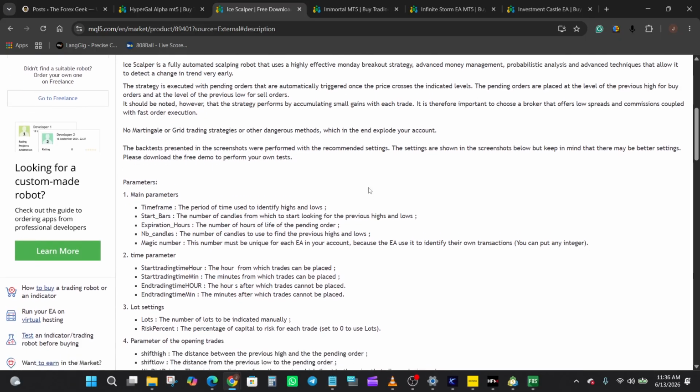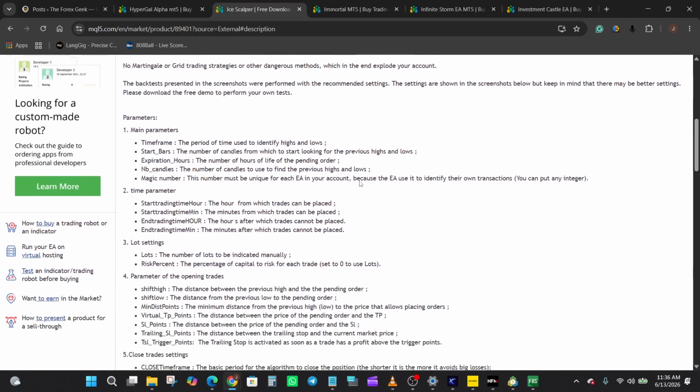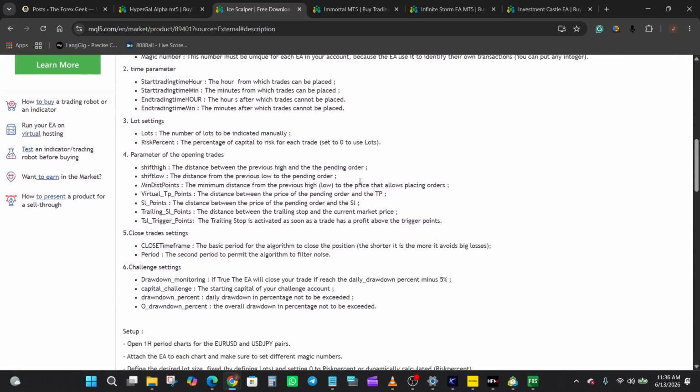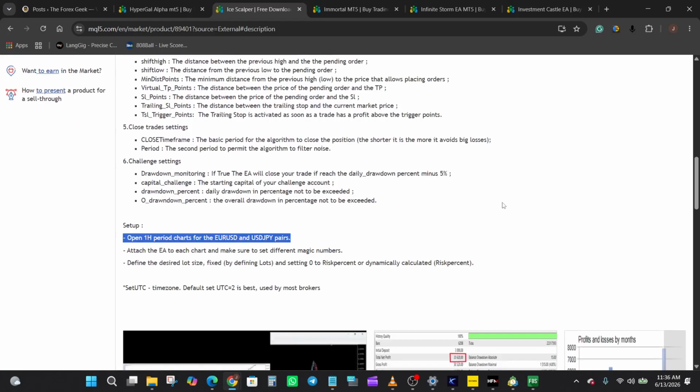Now, moving further into the setup section, the recommended usage is clearly provided. The EA is designed to be attached to 1 hour charts on EURUSD and USDJPY with separate magic numbers assigned to each chart. Now, the page also notes that UTC+2 is the default time zone setting and is considered suitable for most brokers.